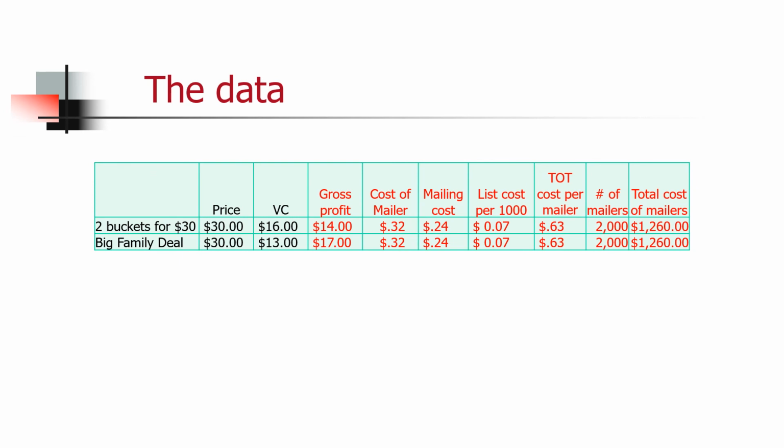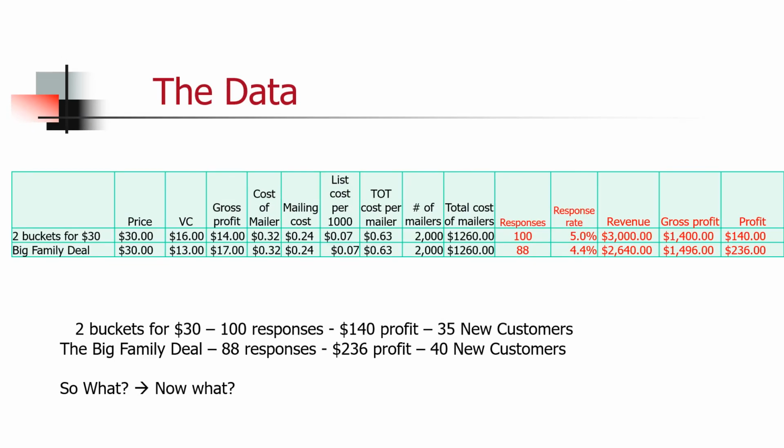The mailing cost was 63 cents per mailer times 2,000 mailers for $1,260 for each group for the total cost of the mailers. Now let's get down to the meat. In this case, I guess the chicken of the offer. 100 responses for the 2 buckets of chicken. That's a 5% response rate. $3,000 in revenue. $1,400 in gross profit. When I take the $1,400 and I subtract out the cost of the mailer, I end up with $140 in profit with 100 responses.